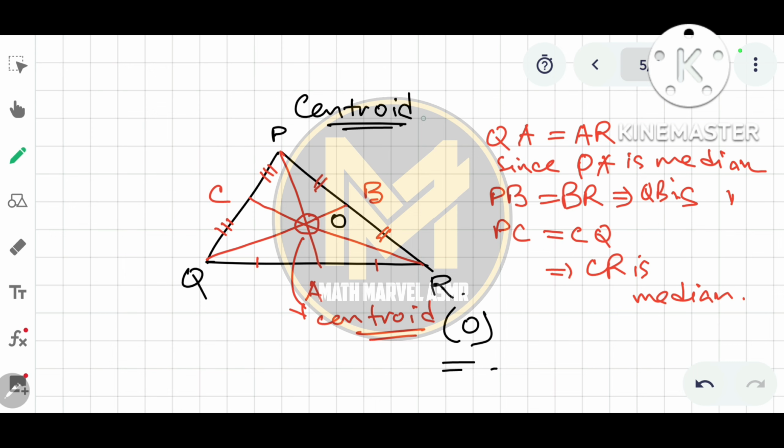Thus we have covered centroid, orthocentre, incentre and circumcentre clearly.